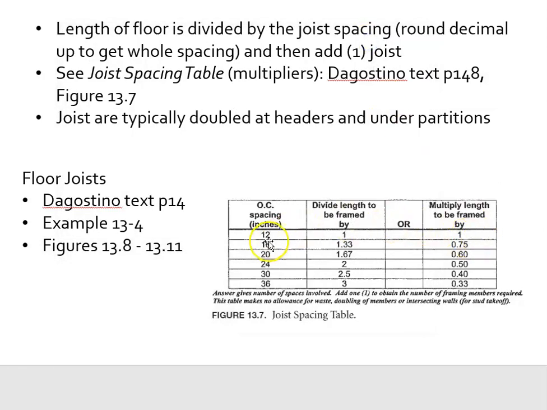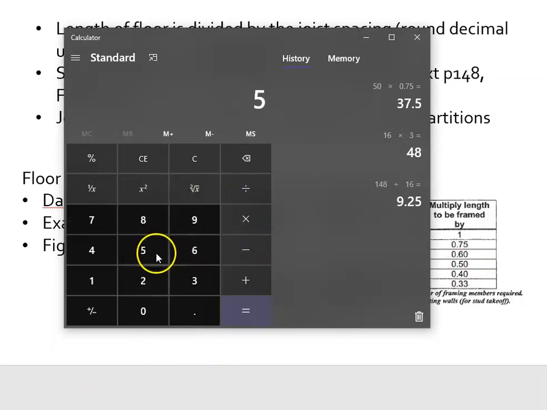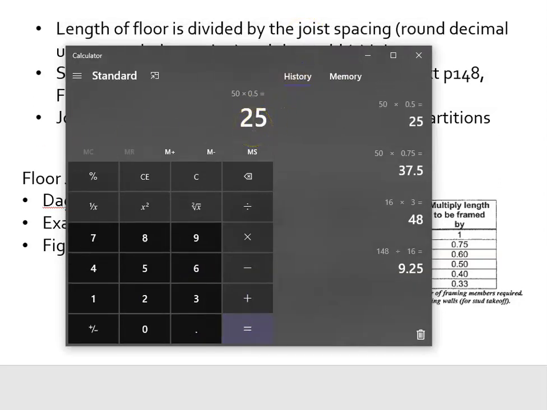And the logic is, as the spaces get bigger, we have fewer pieces, so these numbers produce a smaller number of joists. Typical spacing for residential is 16. In certain applications, you'll see 12 or 24. If these were 24 inches on center, we would simply multiply by 0.5. So 50 feet times 0.5, and not surprisingly, there are 25 joists then.